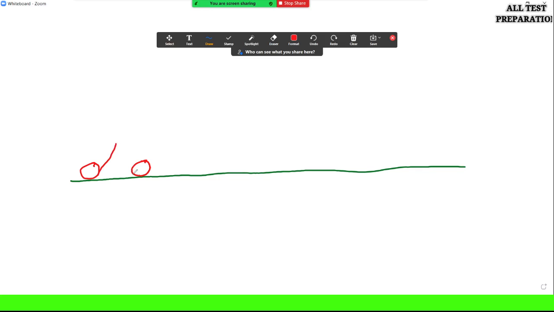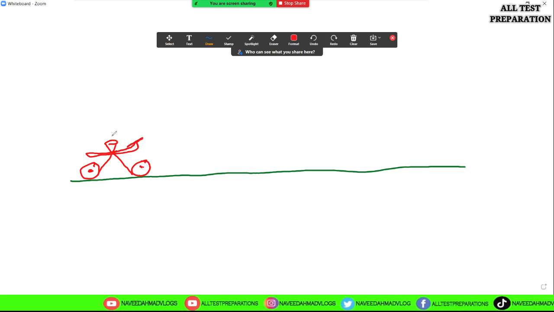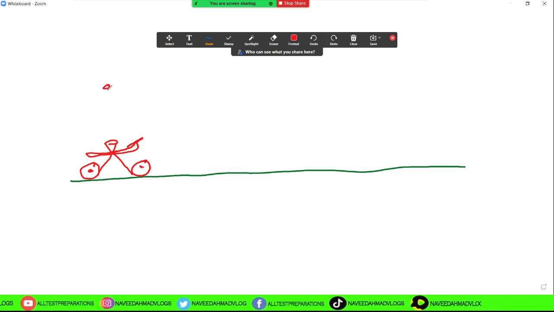To measure the time, you will use the stopwatch, right? Yes. This is the cycle, let's suppose. Okay. So you will use the stopwatch over here. This is the stopwatch. On the stopwatch you have a button.